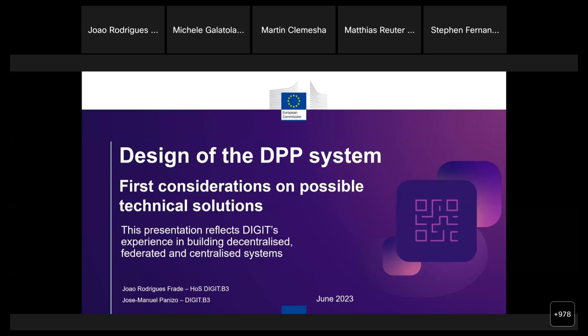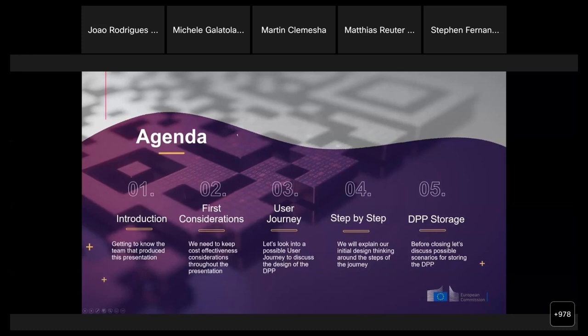The objective of this presentation is to go more on the technical side and reflect together with you on the possible design of the digital product passport. We have broken down our presentation in 5 steps.